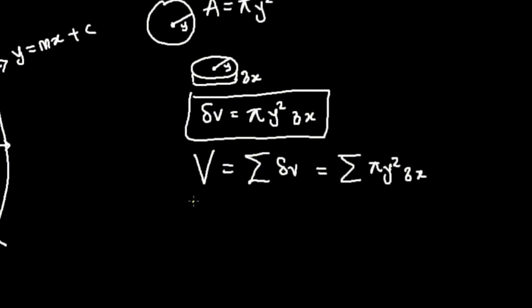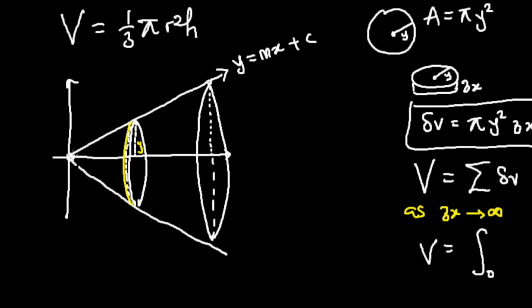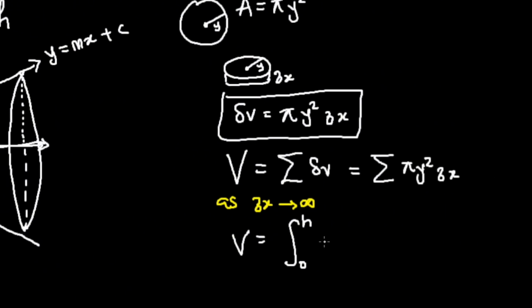So as the change in x, that means the cutting, tends to infinity, what will happen? I can do a smoothing. That is, V will be an integration from 0, because it started from 0 here, to h, along this, and this is the height. Then I will have pi y squared, and this little change will turn to dx.